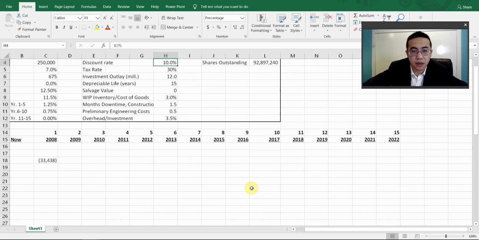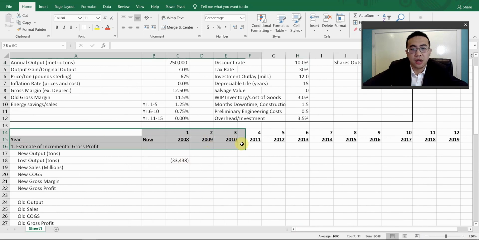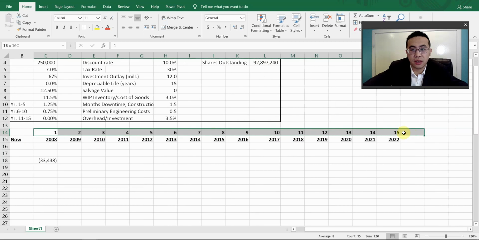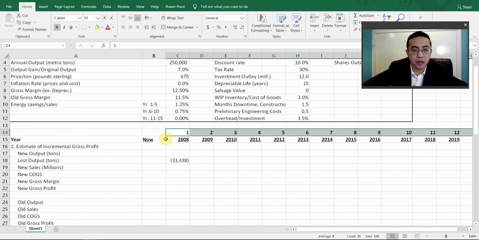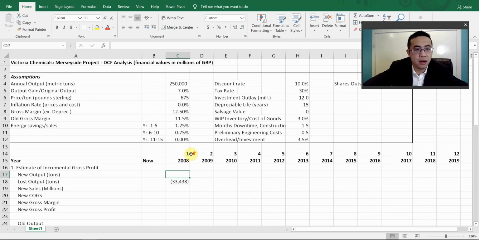Okay, alrighty. So right here, we have a layout, the year number. So that's the project year from 0 to 15. And also you have the calendar year number, basically right now it's 2007. Year 1 is 2008. So what will be your new outputs? So as I said, the new output will be this 250,000 constant output plus 7% increase. So let's just use that number.